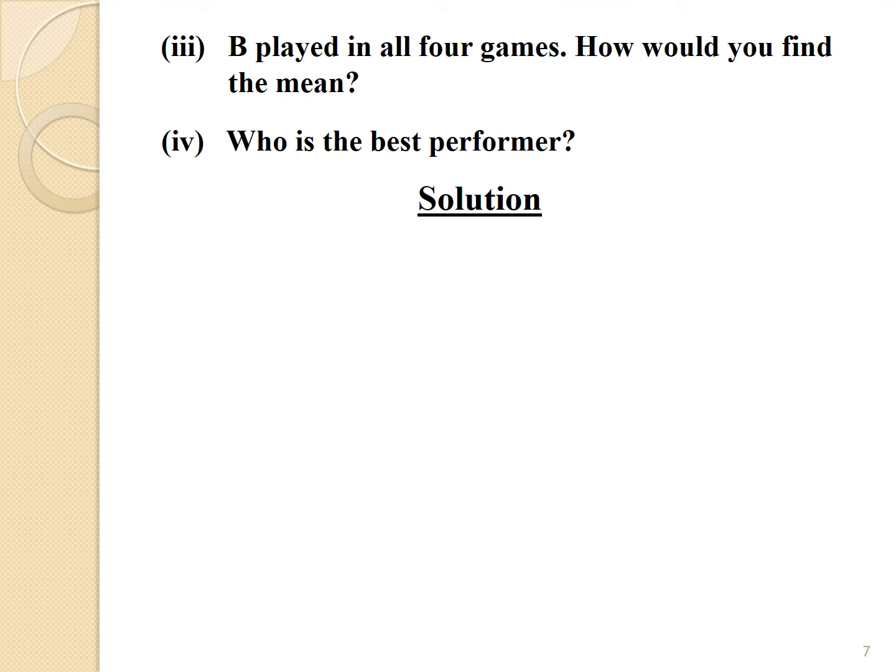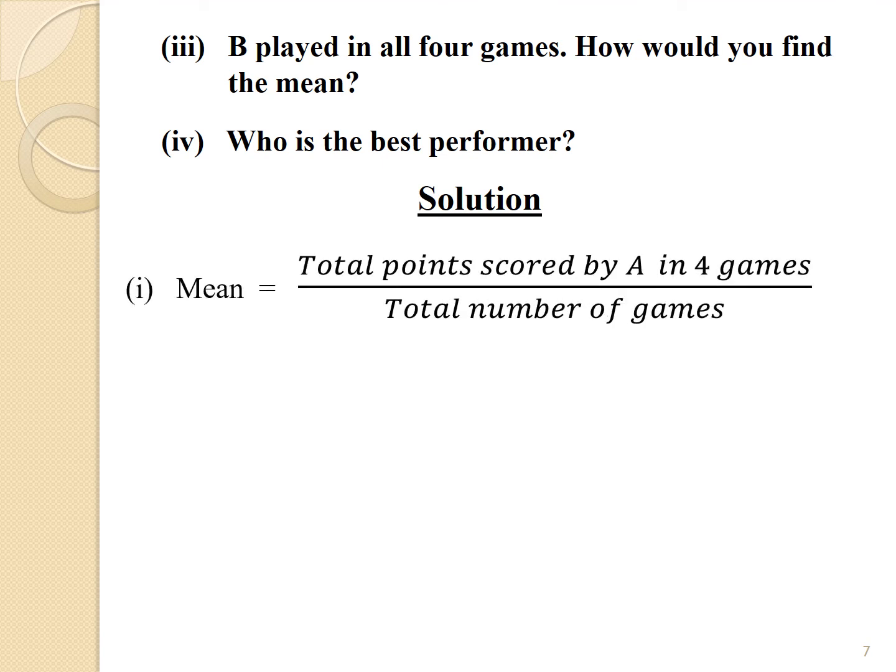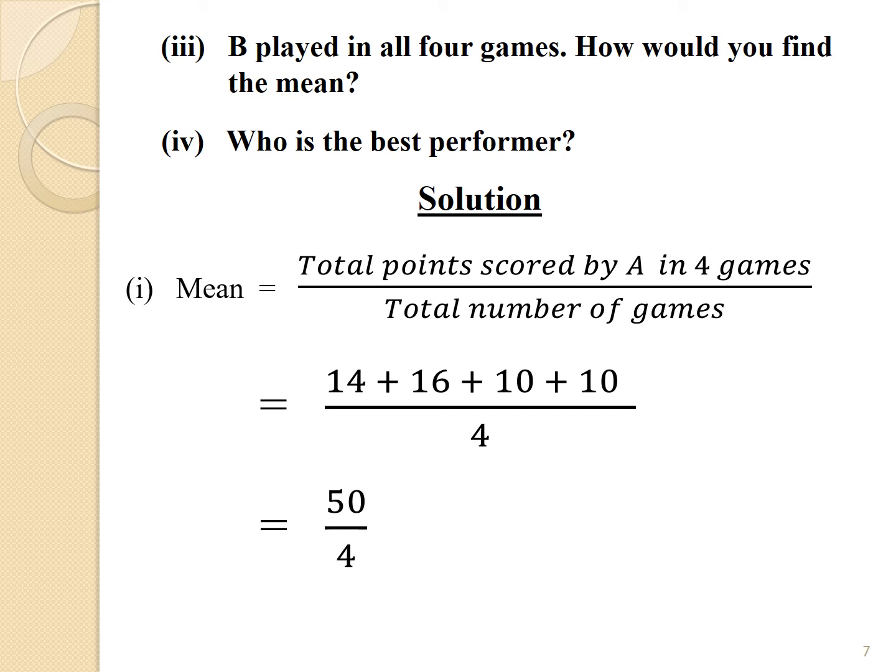Mean equals total points scored by A in 4 games upon total number of games equals 14 plus 16 plus 10 plus 10 upon 4 equals 50 upon 4. Now, dividing 50 by 4, we get 12.5 points. Thus, mean of A equals 12.5.